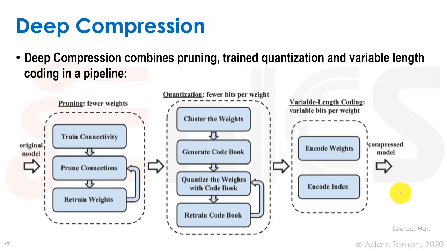And that leads us basically to the deep compression pipeline. So deep compression combines pruning, trained quantization, and variable length coding in a pipeline, and this was Songhan's big proposal. So we start with an original model. We prune the model by the train, prune, retrain pipeline. Then we quantize according to our trained quantization, creating this code book, and then we actually have to do some variable length coding to compress the data itself. So we've discussed this part and this part. Now we'll discuss some of the variable length coding.